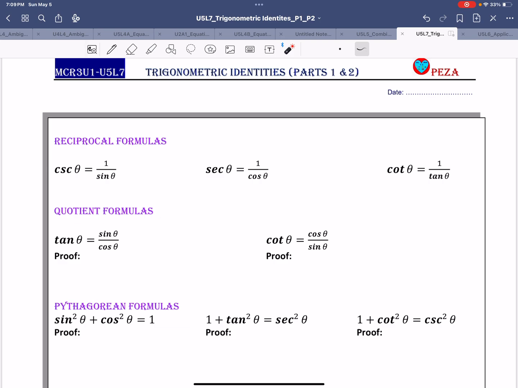The main formulas we use in proving trig identities are the reciprocal formulas. So cosecant theta is the reciprocal of sine, secant theta is the reciprocal of cosine, and cotangent theta is the reciprocal of tangent. So these three formulas must be memorized and understood how they work. Now, these are formulas that we have also discussed in the previous unit.